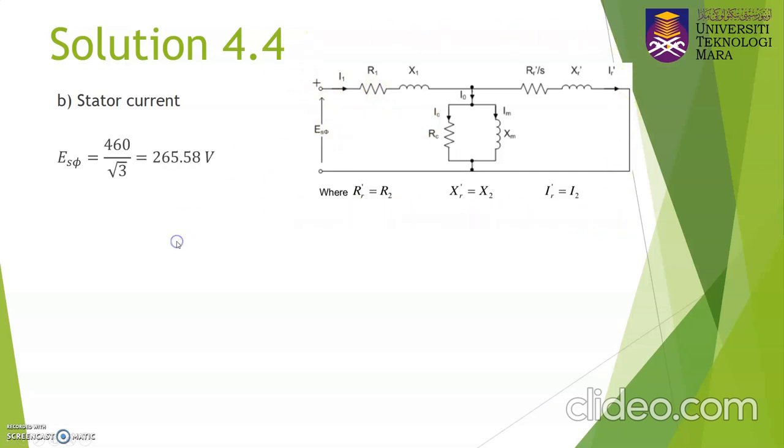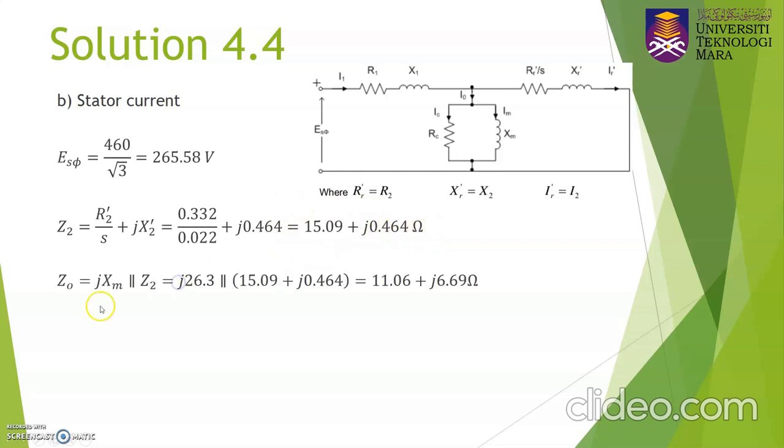First of all, you need to find the phase voltage. Phase voltage is V line to line divided by square root 3. So the ES phase will be equal to 265.58 volt. After that, you need to find the Z2. Z2 will be equal to R2 prime over S plus JX2 prime. The value of S is 2.2% or 0.022. So you get 15.09 plus J 0.464 ohm.